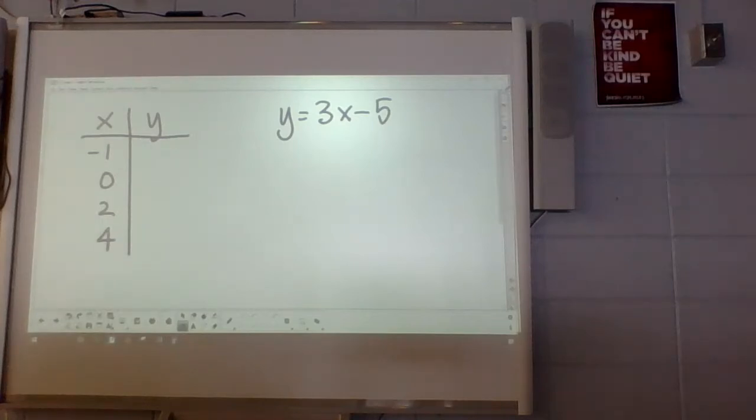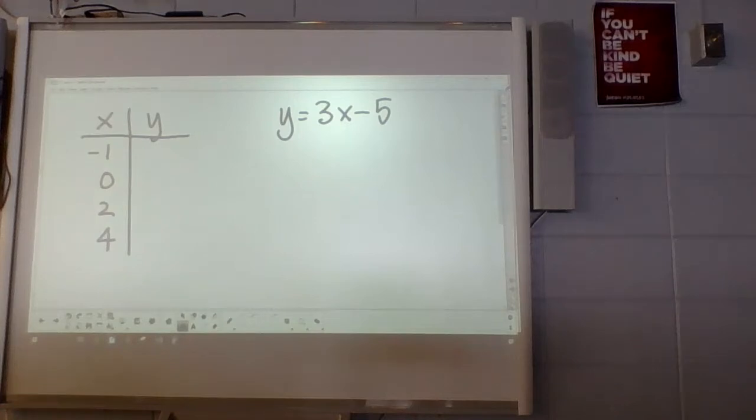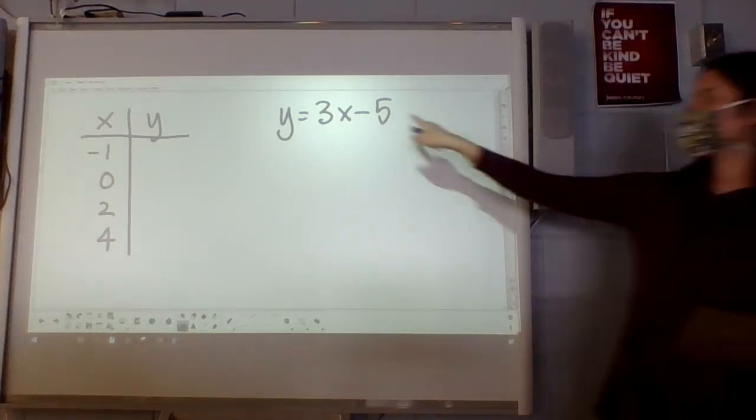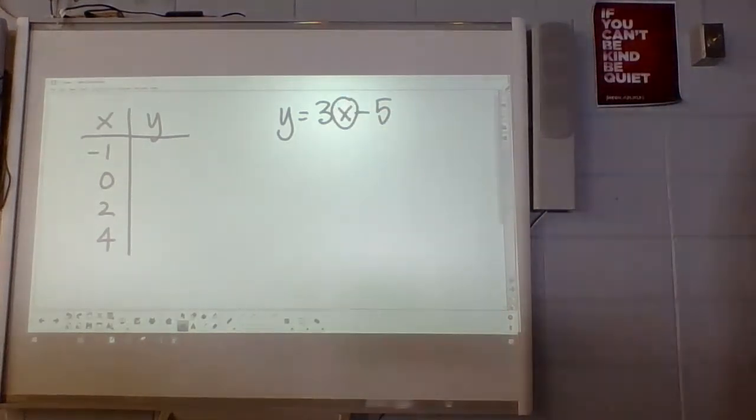We're good. Good job. Great. Where are you dividing somewhere? So you're putting it in for the x value. So you're putting it right here. So 3 times negative 1.